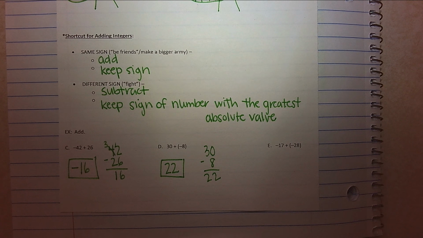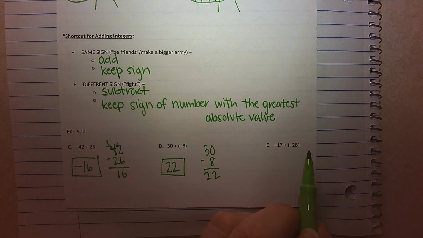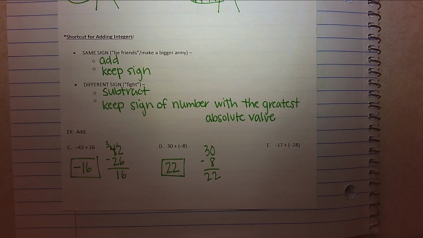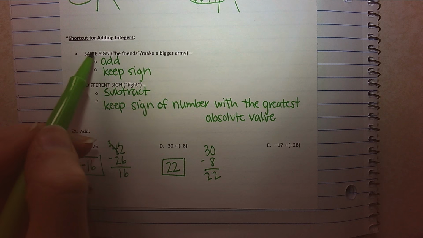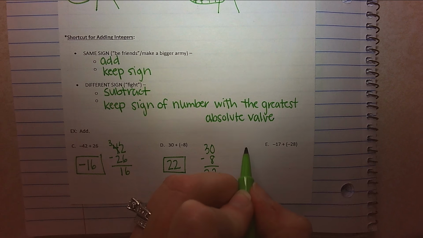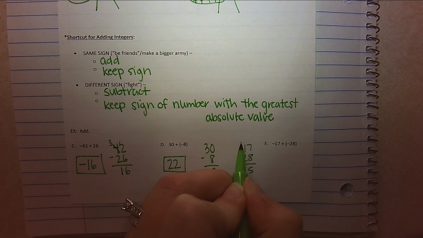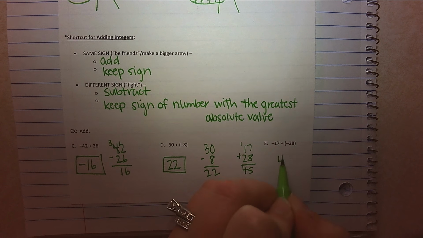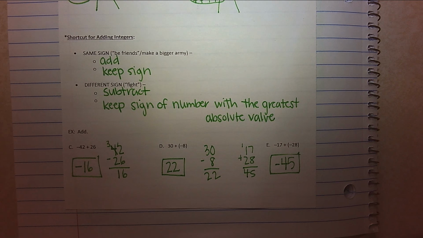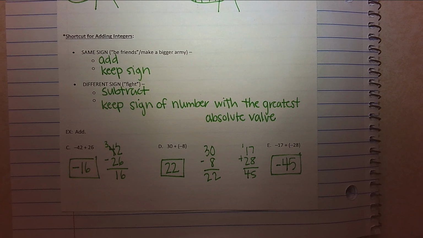And on my last example here, I've got -17 plus -28. These two things, they're going to be friends. They're not going to fight. They're going to be friends because they have the same sign. So if they're the same sign, they're going to be friends and make a bigger army. We're going to add their absolute values, 17 plus 28, and get 45. And we're going to keep the sign that they both had, which is negative. So -17 plus -28 is -45.